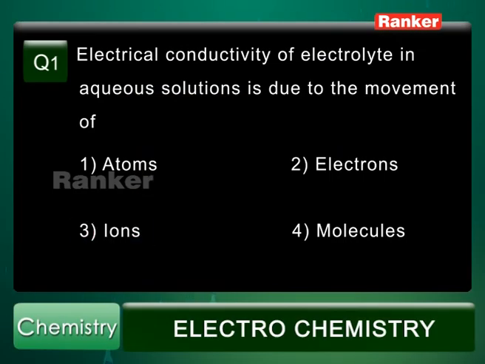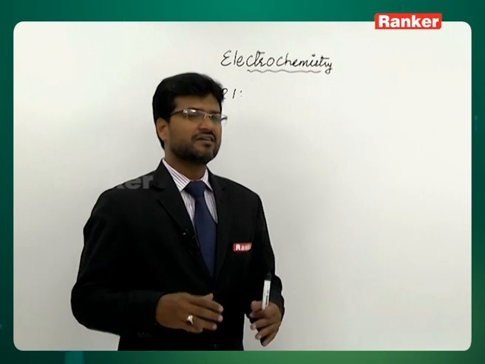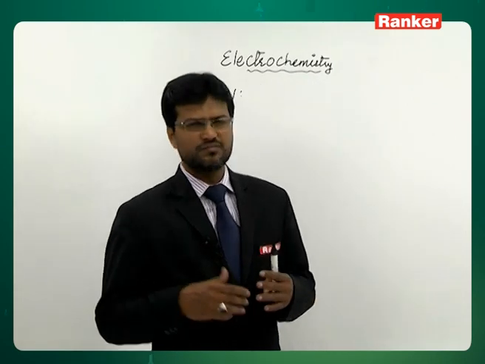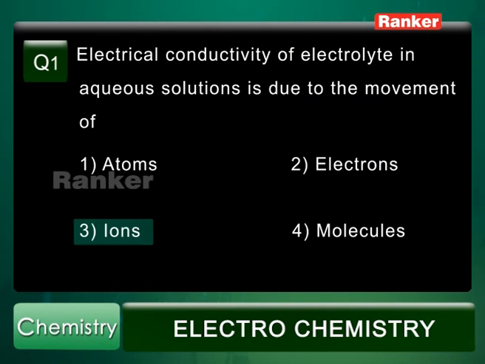In case of electrolytic conduction, the current is carried by ions. Ions means positive and negative, cations and anions, they carry current. Cations move towards cathode, anions move towards anode, and in this way they carry current. The correct answer is third option.